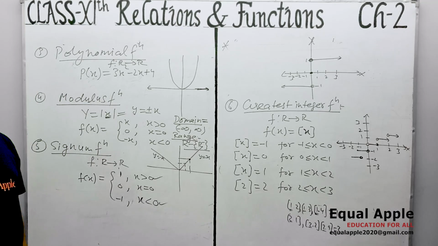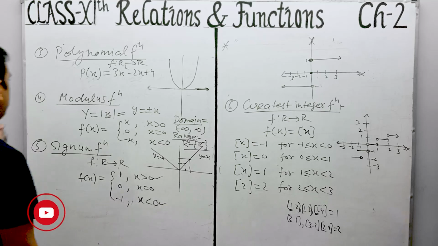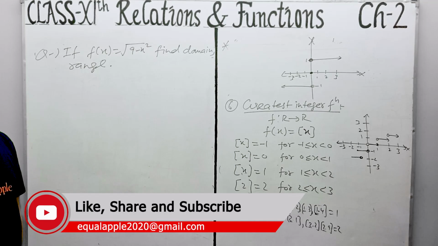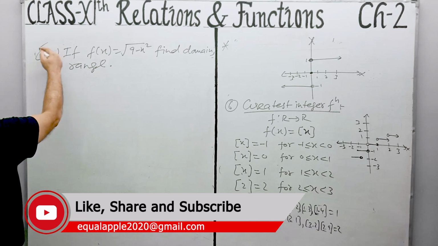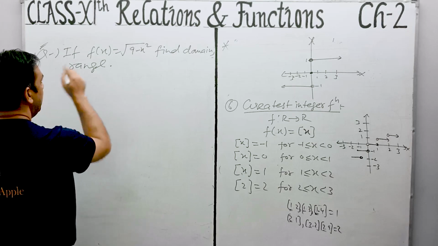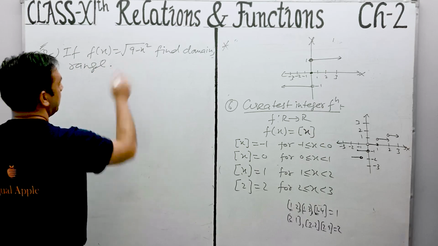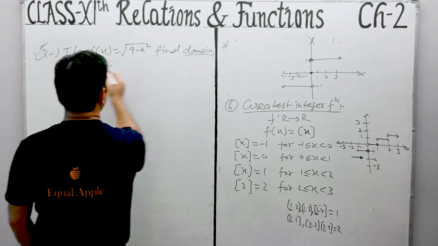Now the last topic of this chapter. This is a very important question, and you can see it in your examination. If f(x) equals the square root of 9 minus x squared, then find the domain and range.